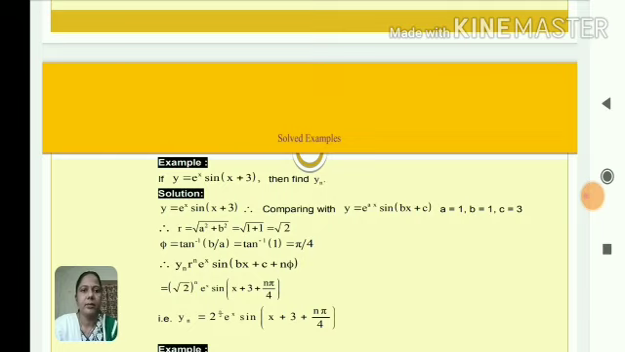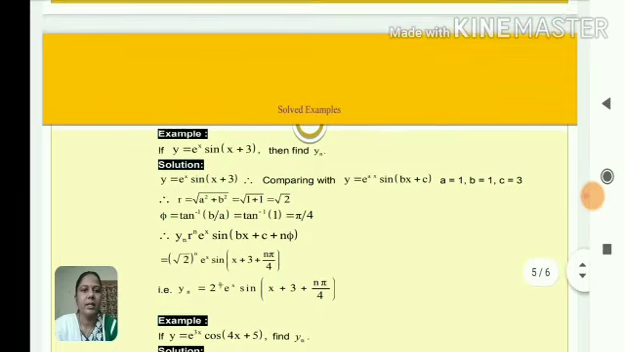Next is, if y is equal to e raised to x sine x plus 3, then find yn. Y is equal to e raised to x sine x plus 3. Comparing with y is equal to e raised to ax sine bx plus c. See here e raised to x, so the coefficient is 1, so a is 1, bx plus c, so b is 1 again, and c is 3. So we have got the values of a, b and c here.